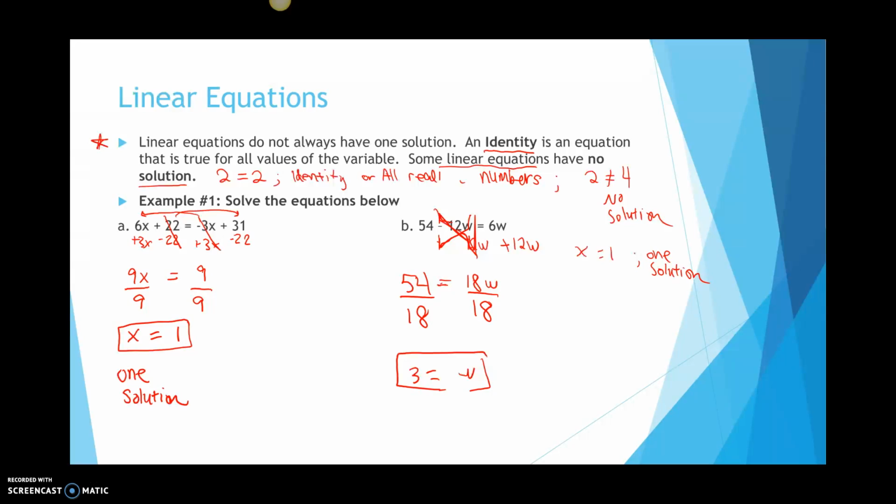If you wanted to, you can always go back and check too. I want to mention this. You can always go back and plug in 3 for w to see if 18 times 3 gives me 54, and it does, so that checks out. That is the answer to that solution right there. And that would be a one solution answer as well.